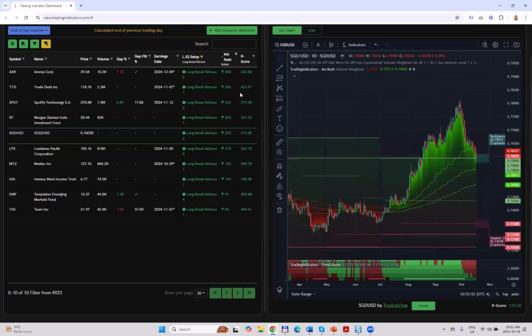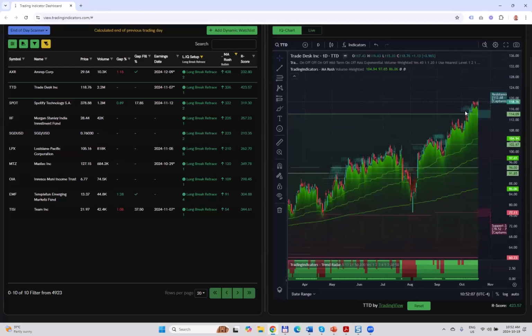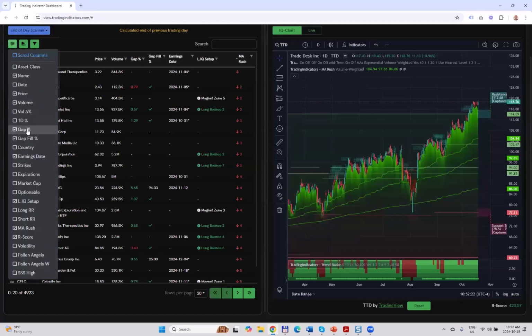So for example, this one here, Trade Desk has an R score of 400, which is higher than the one here, 200. You can see that this retracement down here would not be so steep in Trade Desk. If I go to this one here, even short term, this is bullish. It's very bullish short term as well. We didn't have this big of a retracement. And let me just go back all the way to the other one. So the R score, just quickly take the gap fill out.